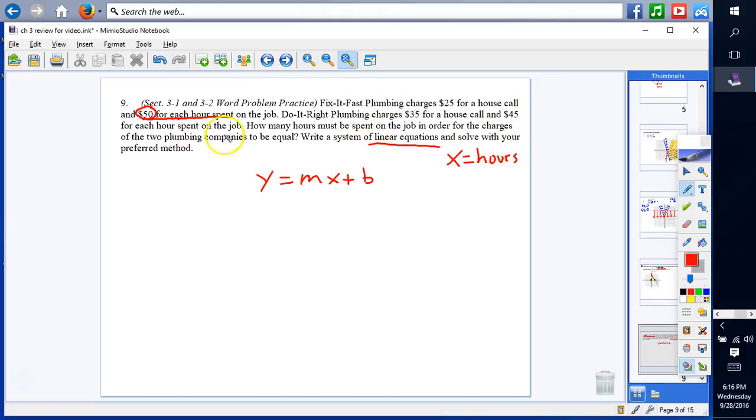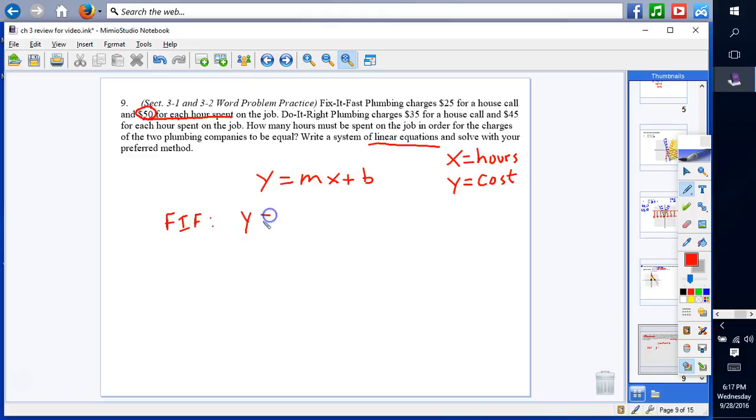$45 for each hour, 45 times hours. Alright, so x in this problem will represent the number of hours, therefore y will represent their cost, or how much they're going to charge us. Okay, so let's just write two linear equations. Here's Fix It Fast. I'll just abbreviate it like this.